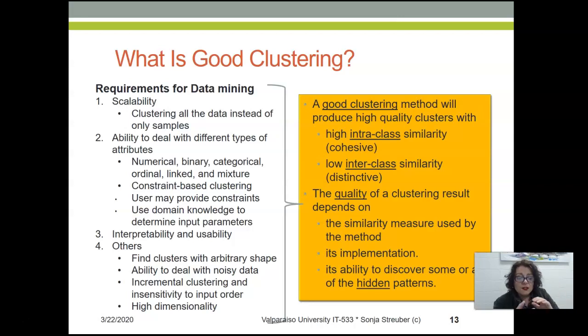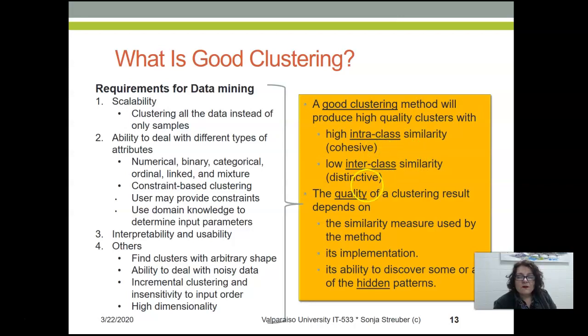We also want to be sure that our clustering algorithm can find clusters with arbitrary shapes and that it can process more than 4 or 5 attributes, but that it can really deal with high dimensionality, that is 20, 30, 40, 50 attributes, right? So the goal for our good clustering algorithm then will be to find high quality clusters where we have high intra-cluster similarity and low inter-cluster similarity.